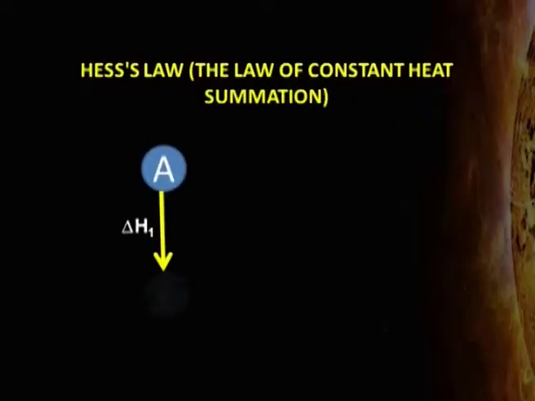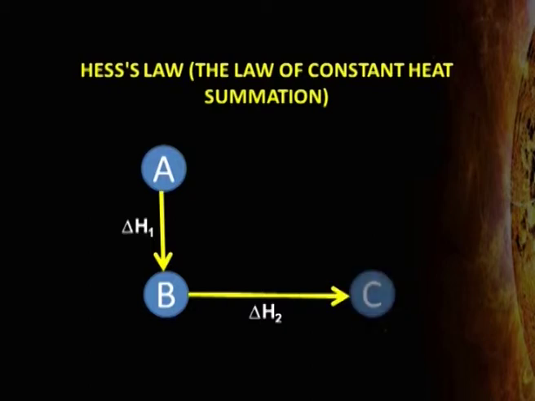Hess's law, or Hess's law of constant heat summation, is an important law in thermochemistry. This law was given by Hess in 1840. According to this law, if a reaction is made to occur in various steps or in one step, the total enthalpy change will remain the same. It means the enthalpy does not depend on the intermediate steps.